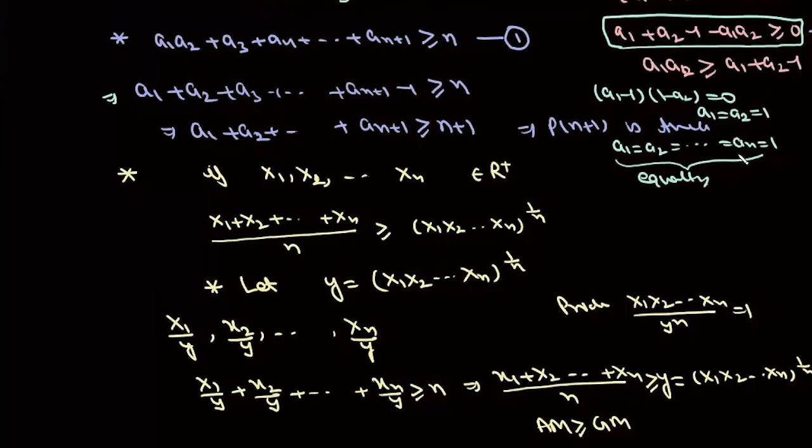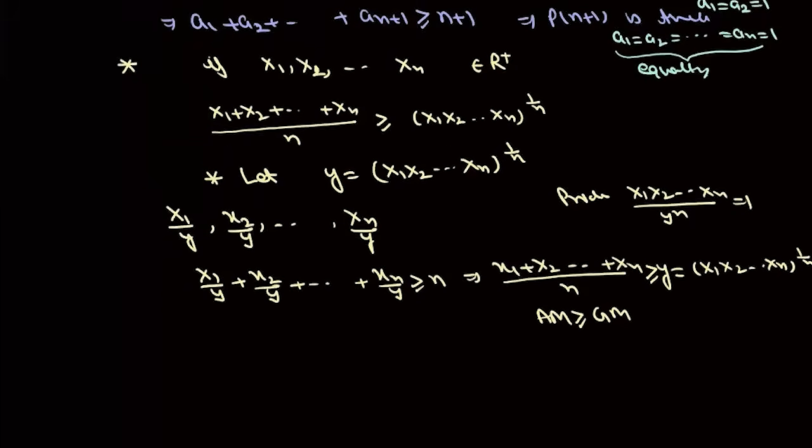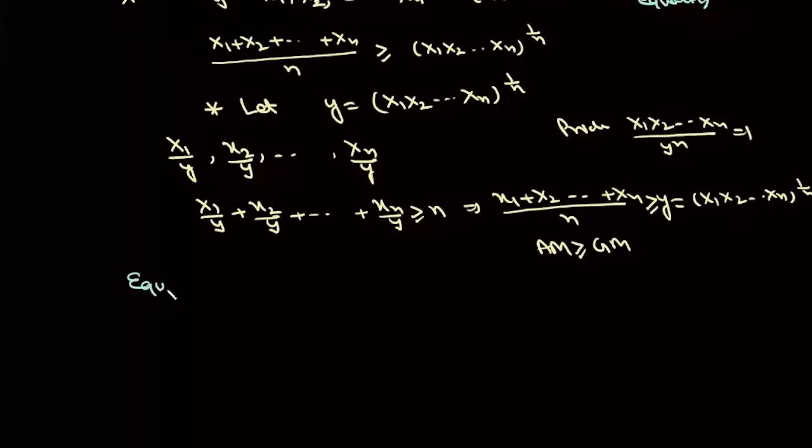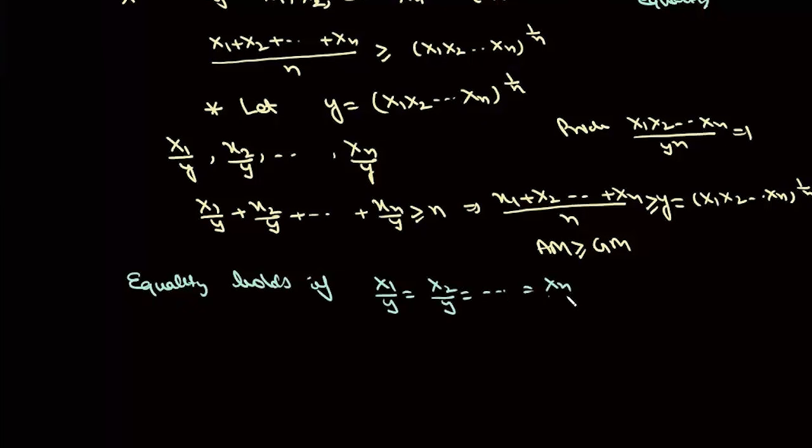Now here also, equality holds if all the numbers are equal. That means x1 upon y must be equal to x2 upon y. It must be equal to xn upon y. So from here we can say x1 must be equal to x2 must be equal to xn. So we'll get AM equal to GM only when all the numbers are equal.